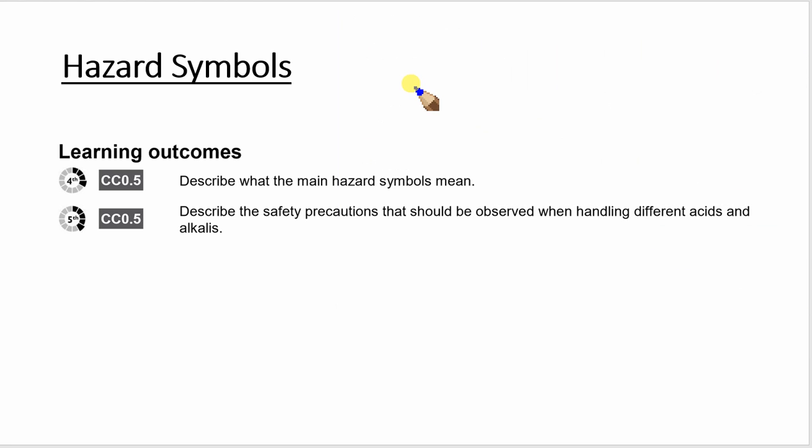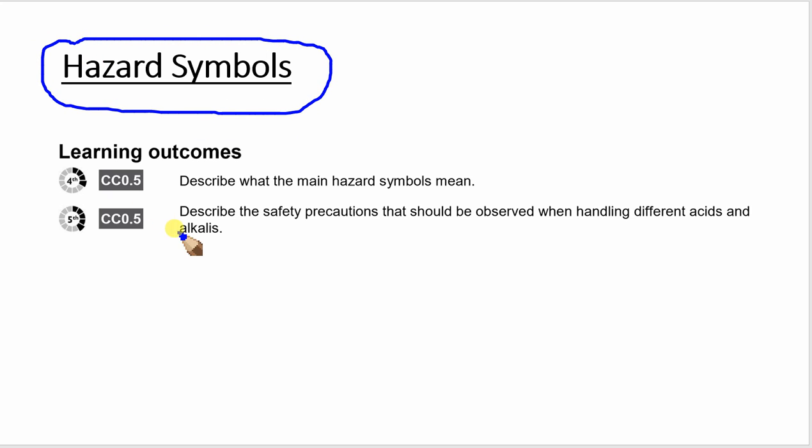This chemistry topic is about acids and alkalis, potentially dangerous substances, so we need to think about risk assessment, and so the focus here is hazard symbols. We've got two fairly low level descriptors here, so we need to be able to describe what the main hazard symbols are, and there's two of them for acids and alkalis, and then we've got to make a note of what the safety precautions are.